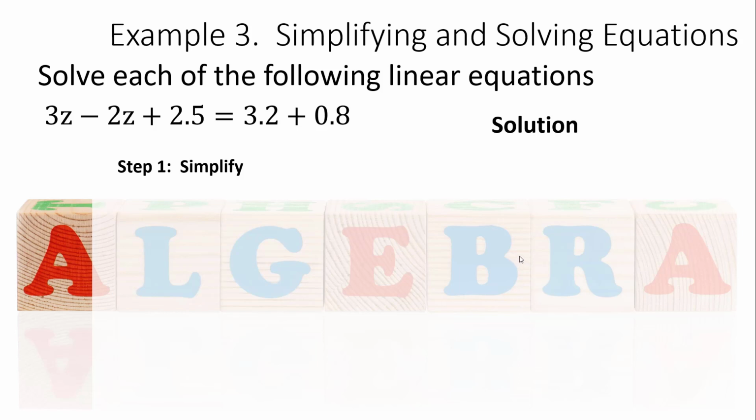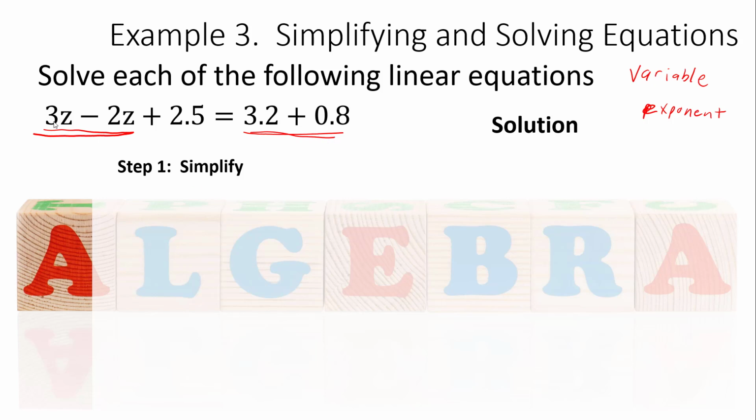To simplify, we have to combine like terms. And like terms are those terms that have the exact same variable and the exact same exponent or power. For example, these two terms have no variable. They are like terms. They can be combined. These two terms have a z raised to the first power. These two terms can be combined. These are like terms and these are like terms.